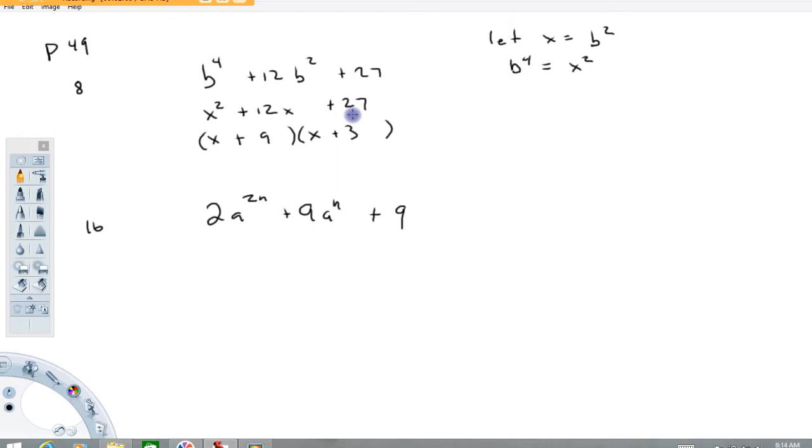Now I'm just going to replace the x with b squared, because that's what it was equal to. And this is now done. One thing I'd like to point out: here's a b squared plus 3 squared. Remember, the sum of two squares does not factor. The difference does, but not the sum. So neither of these are factorable. That thing is done. All right, let's take a look at this guy, number 16 here.